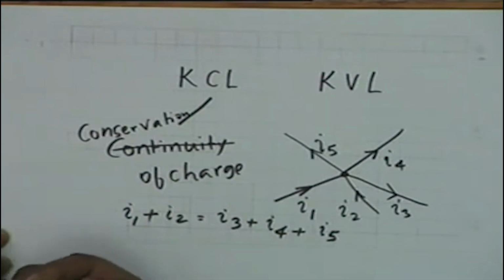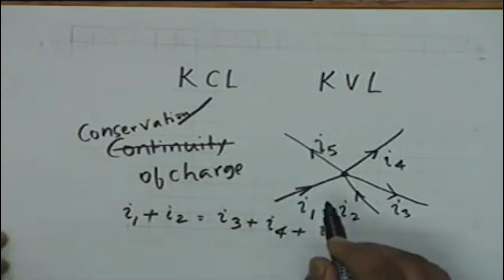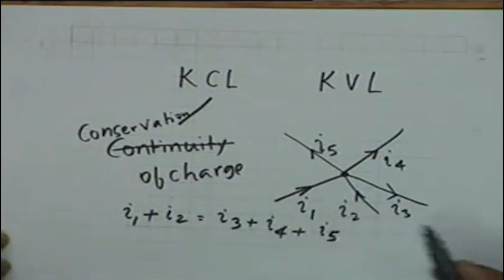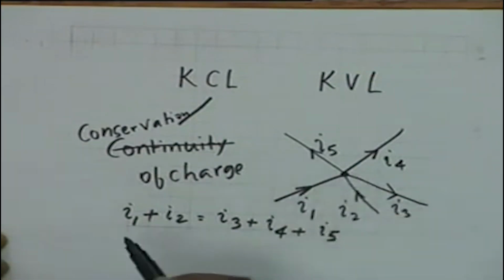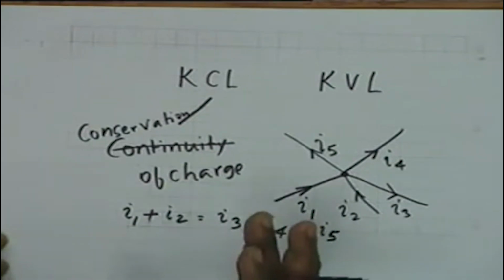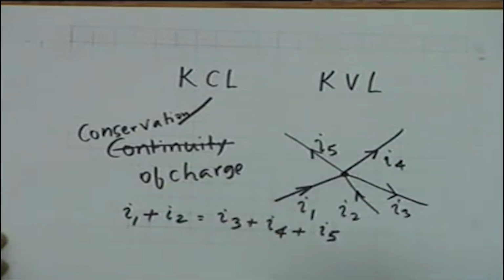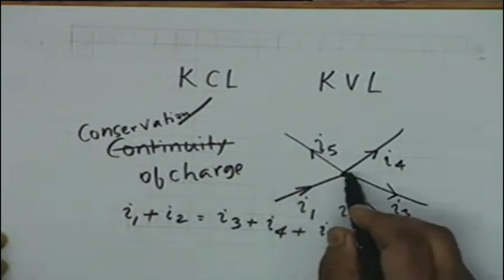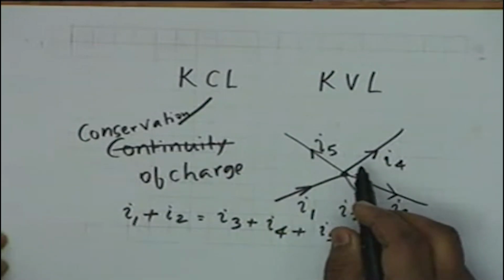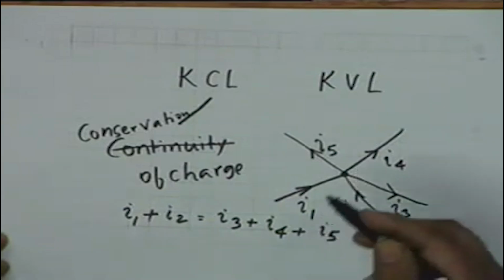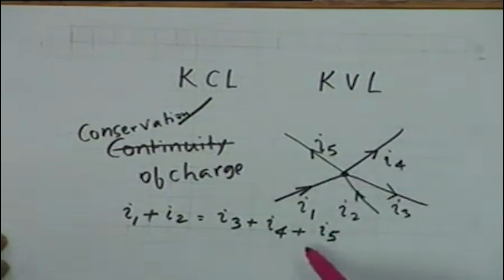Sometimes KCL is stated in terms of algebraic sum, which means that each current shall then be given a polarity. It is either positive or negative. Now, any current that enters the node can be called positive, although there is nothing sacred about it. It can also be called negative, but you must be consistent. Namely, if a current arriving at a node is considered positive, then the current leaving the node must be considered negative, or vice versa.